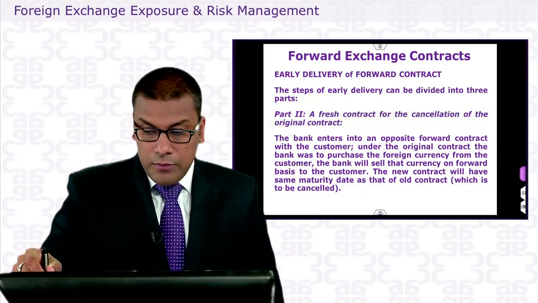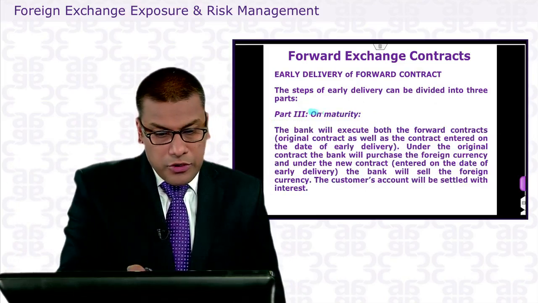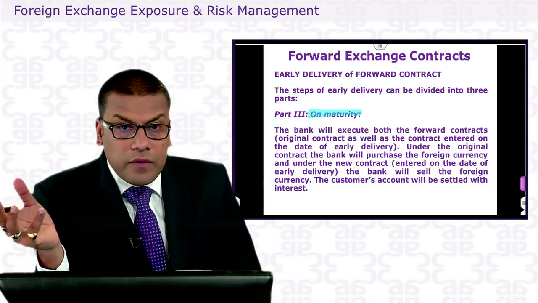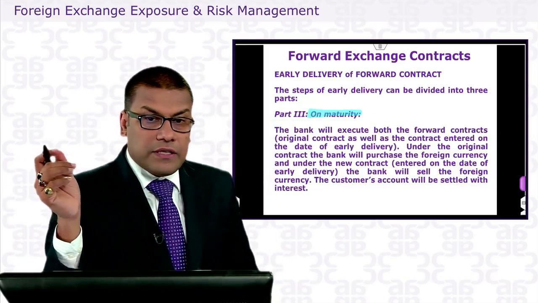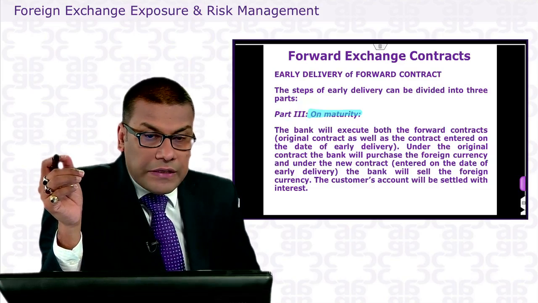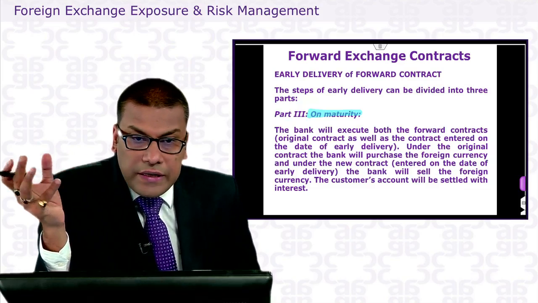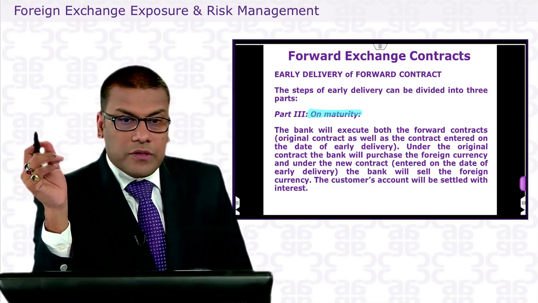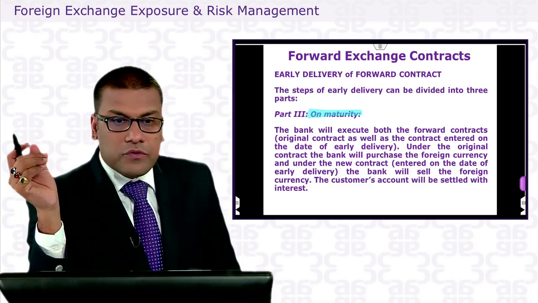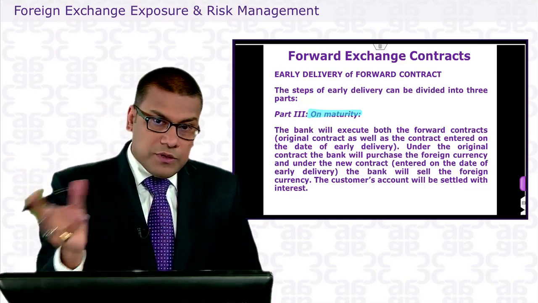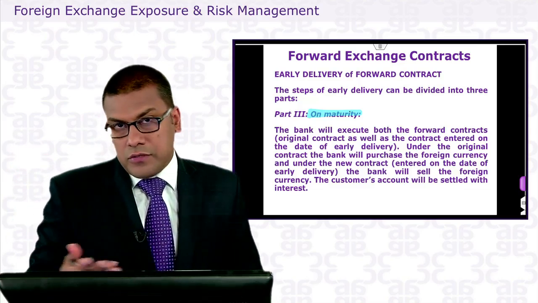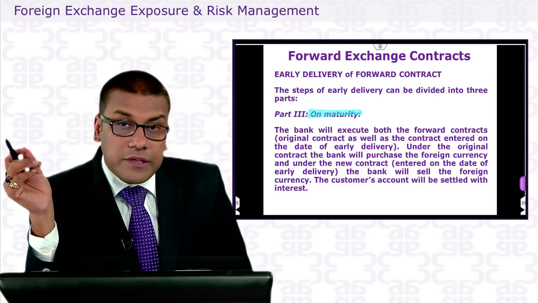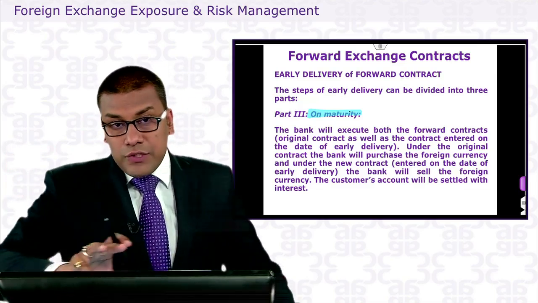And then subsequently on maturity, the third part. On maturity, the bank will execute both the forward contracts, the original contract as well as the contract entered on early delivery. Under the original contract, the bank will purchase the foreign currency if it has entered into a purchase forward contract, and under the new contract, the bank would sell the foreign currency, and the customer's account would then be settled with interest, in the form of a debit or credit balance in the account. So that was the process.